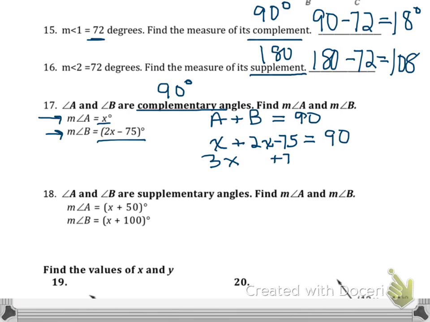Add 75 so that I can add it on the right, so that I have numbers on one side and x's and the coefficients on the other side. So at this point I have 3x equals 90 plus 75, so that's 165. And then if I divide both sides by 3, I get x equals, let's see, what do I get? It's 55 degrees. So I'm not done, because I have to find both of those angles.